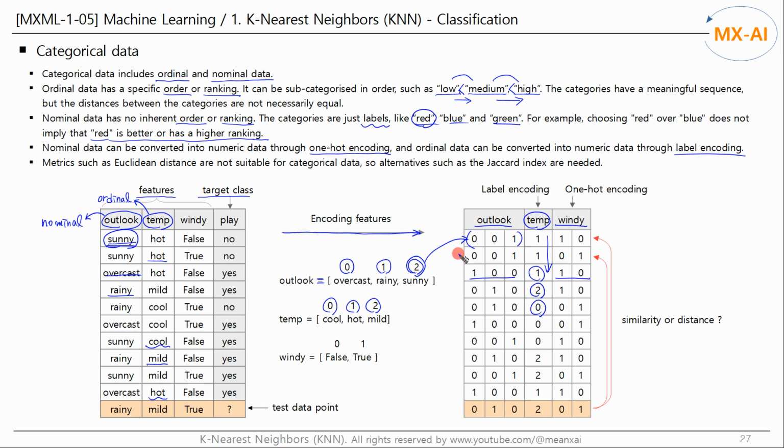Algorithms like KNN need to calculate distances between feature values. However, metrics such as Euclidean distance are not suitable for categorical data. Therefore, for categorical data, alternatives such as the Jaccard index are needed. We want to use the KNN classification algorithm to predict the class of this test data point. To do this, we need to measure the similarity or distance between this test data point and all other data points.